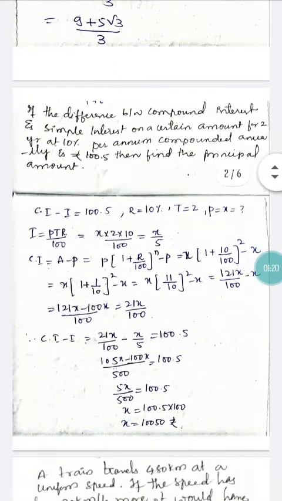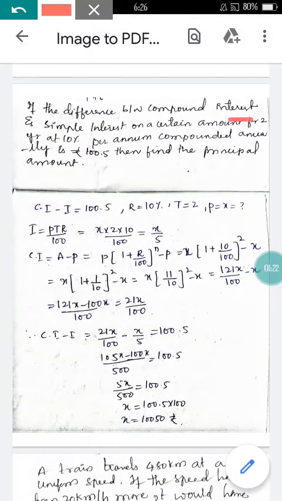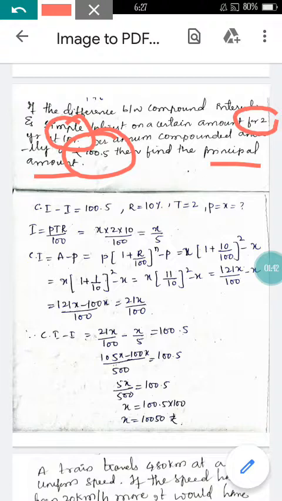Question number 2 here. If the difference between compound interest and simple interest on a certain amount for 2 years at 10%, 2 years at 10%, these values are important. Per annum compounded annually is here. They have given the amount and they are asking to find the principal amount. What they have given here is that the difference between compound interest and simple interest is, here they have given the value and they have given the rate here 10%, and they have even given the time period as 2 years, and they are asking to find the principal value. So I have taken that as x.